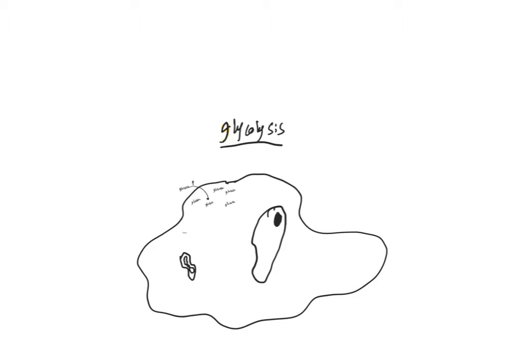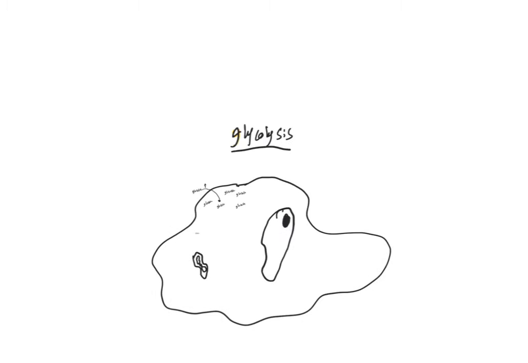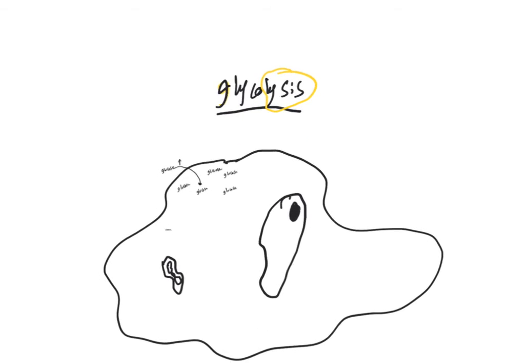Glycolysis. Glycolysis is basically the breakdown of glucose. So lysis means breakdown, and glyco means glucose. So what happens exactly, and when does it happen?